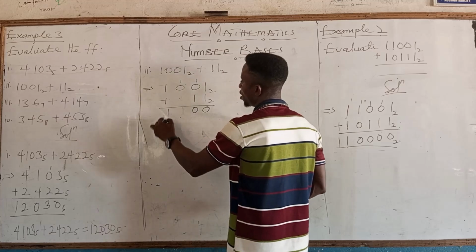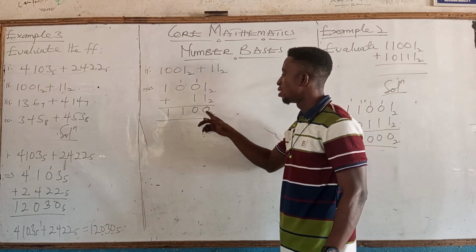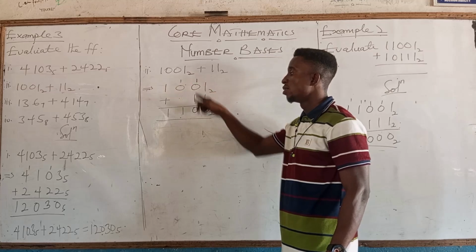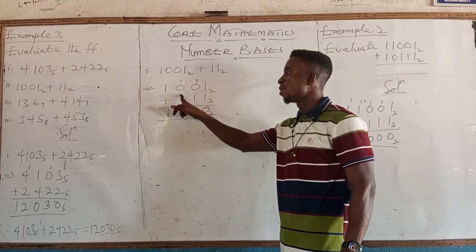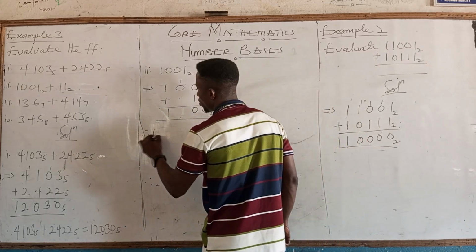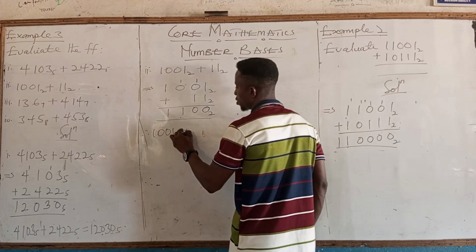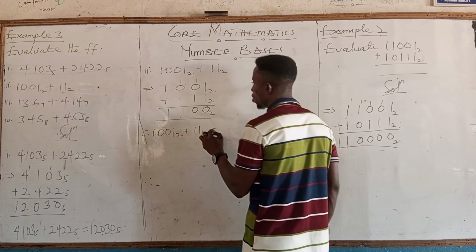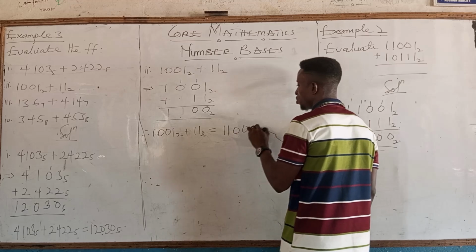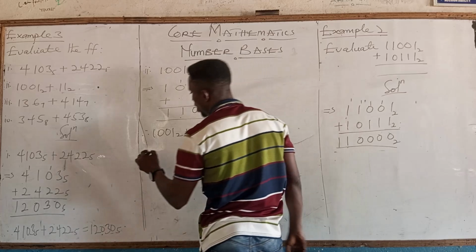Then I'll have 1, then 1, base 2. So this one is getting us what? 1 plus 1 is 2. And we know that 0 plus 1 is 1. Then the 1. So we say therefore 1001 base 2 plus 11 base 2 is equal to 1100 base 2. Okay. So let's move on to the third one.